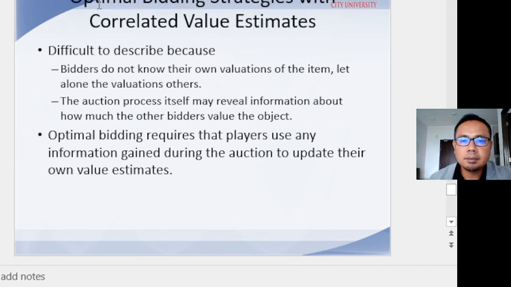And the strategy for optimal bidding with correlated value estimates is difficult to describe, because bidders do not know their own valuation of the item, let alone the valuations of others. And the auction process itself may reveal information about how much the other bidders value the object. So optimal bidding requires that players use any information gained during the auction to update their own value estimates. So this is also an uncertain situation.